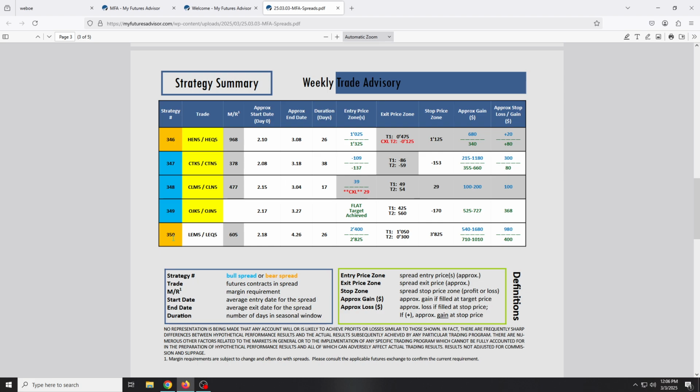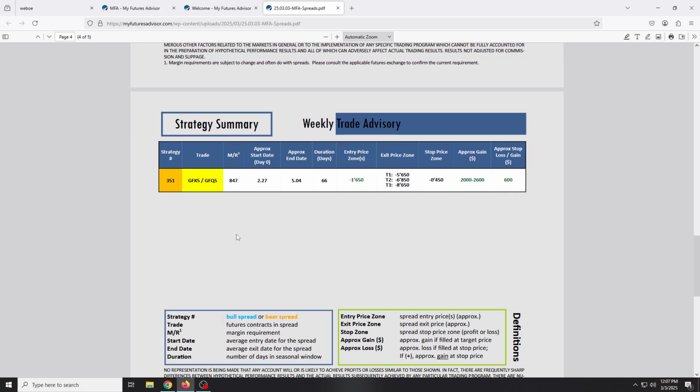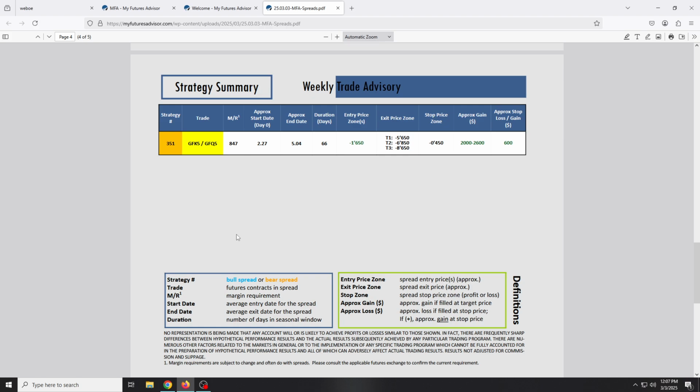350, the bear spread in live cattle. We're not in this one yet. And you can see all 4 of these under the margin requirement column. The margin requirements have changed, so they can and often do change with spreads. So I'm just giving you a heads up. If you see some kind of differential on your statement night by night, that could be the reason why, the margin requirements. And then on the bottom here, the second page, I've got a new one introduced.